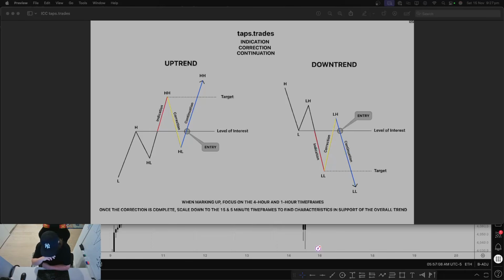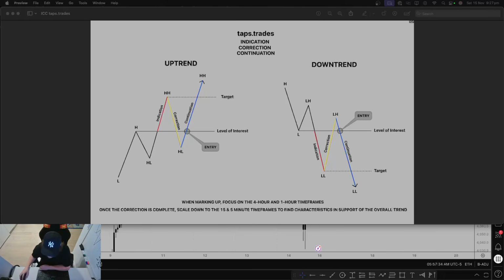But first, before I do that, I just want to introduce the strategy for those that do not know the ICC strategy, which stands for Indication, Correction, and Continuation. If you have seen this before or you do know the strategy quite well, feel free to skip this part and skip to the section where I actually run through what transpired on gold for the rest of the week. So let's jump straight into it.